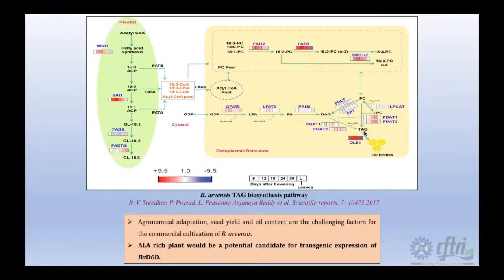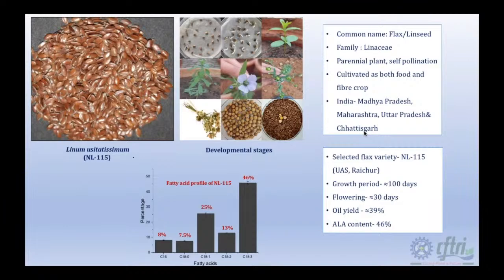We chose linseed, which is agronomically adapted, and it also has an ALA content of 46%. It is a self-pollinated plant which is cultivated both as a food and fiber crop. It is grown in many different regions of India. We chose the NL115 strain, which was developed by the University of Agricultural Sciences, Raichur. It has an oil yield of 39% and an ALA content of 46%. We can use this as a good candidate for expressing our D6D gene.